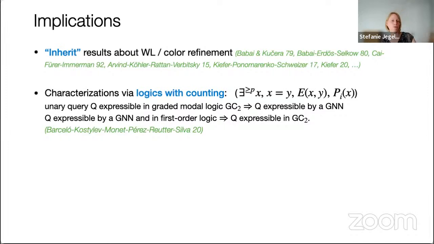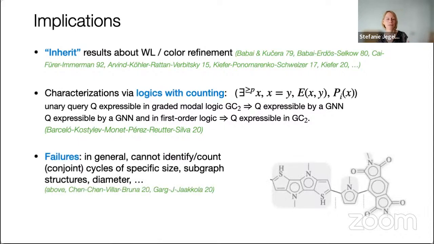So there's a lot of good things about this, but there are also drawbacks, and that is that we also inherit all the failure cases, which result from symmetries in the graph, from automorphisms in the graph. So for example, in general, this color refinement algorithm cannot distinguish graphs that have different sizes of cycles if you have enough symmetries. So you cannot identify subgraphs, identify cycles of a certain size, compute diameters, etc. So lots of structural properties you can actually not compute.